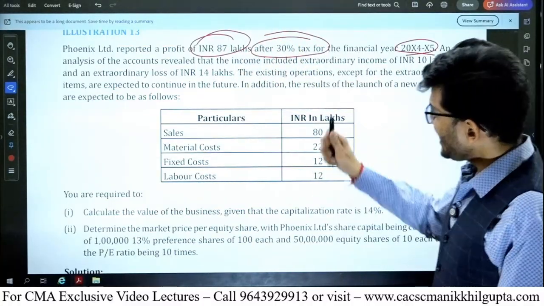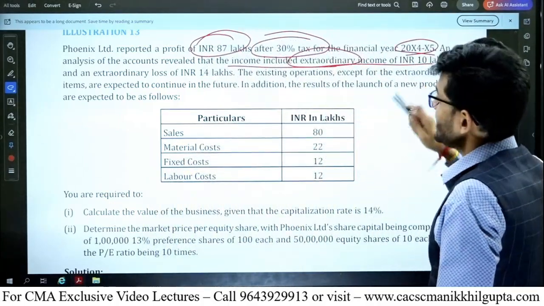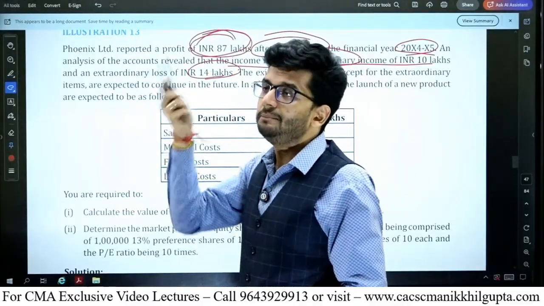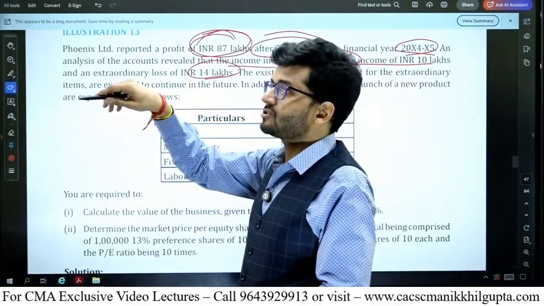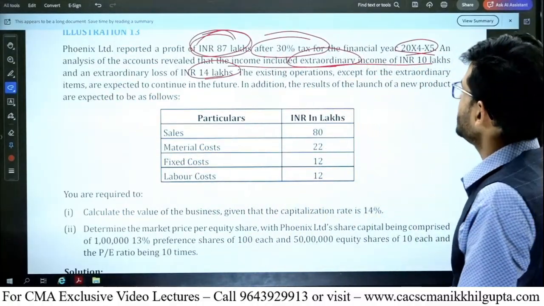Financing is given to you. Analysis of accounts revealed that income included extraordinary income of 10 lakhs, extraordinary loss of 14 lakhs. So in this, once I have computed the PBT, then I'm going to add the extraordinary expenses and reduce the extraordinary incomes. But before that, I have to calculate the PBT.